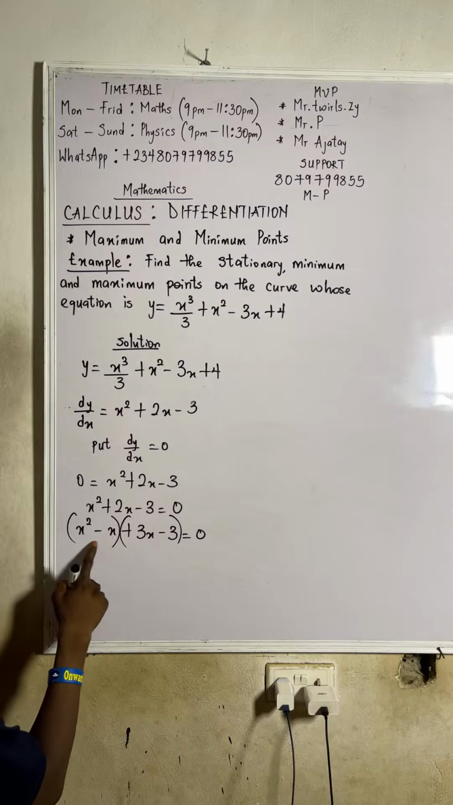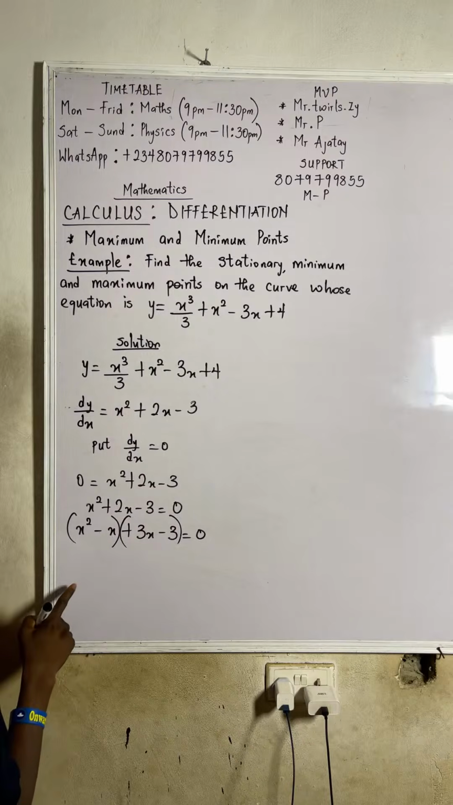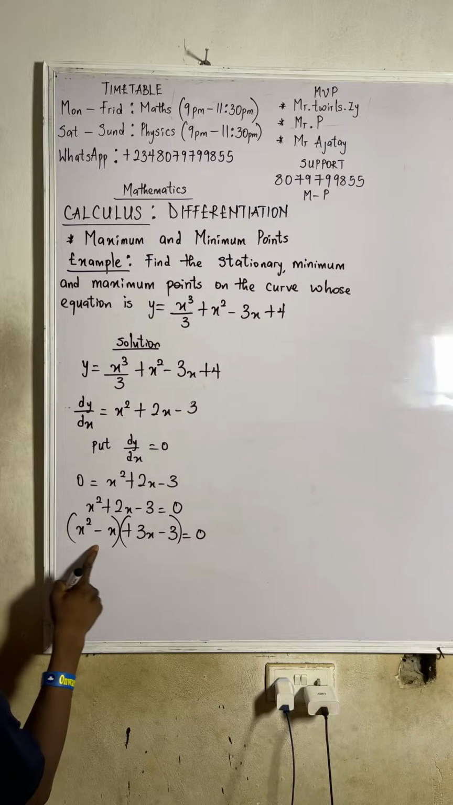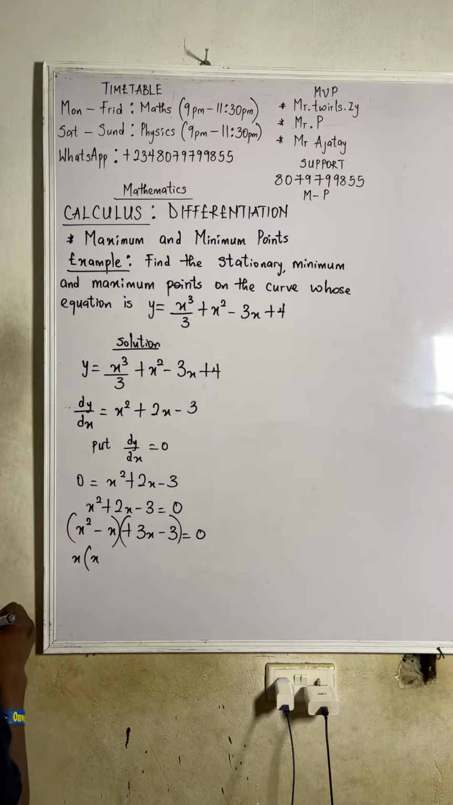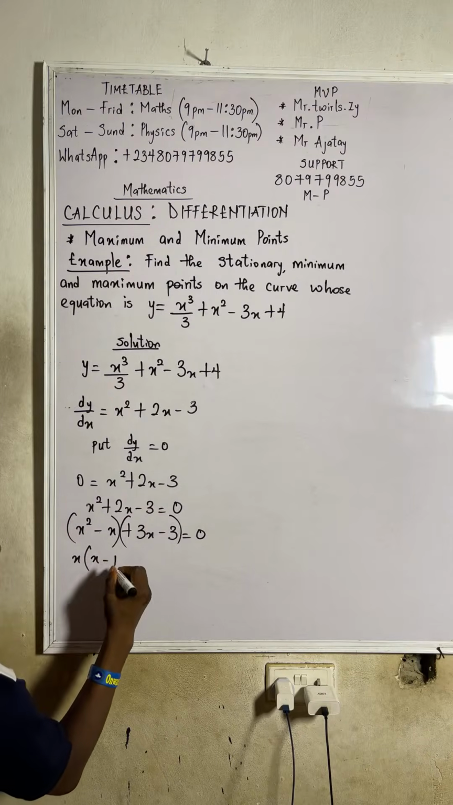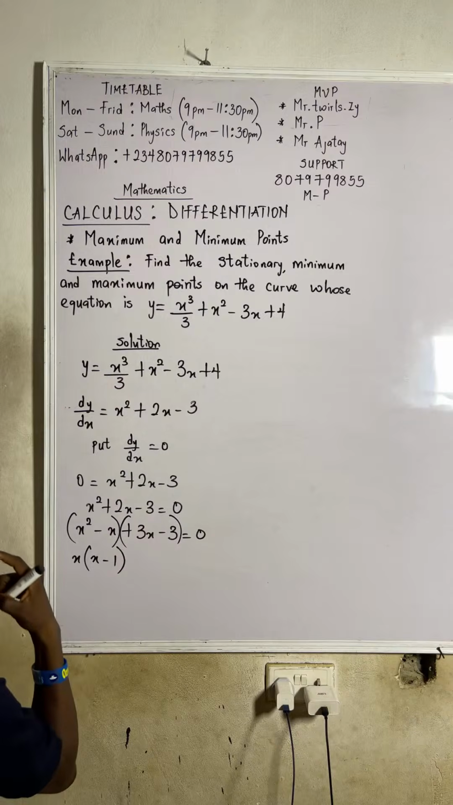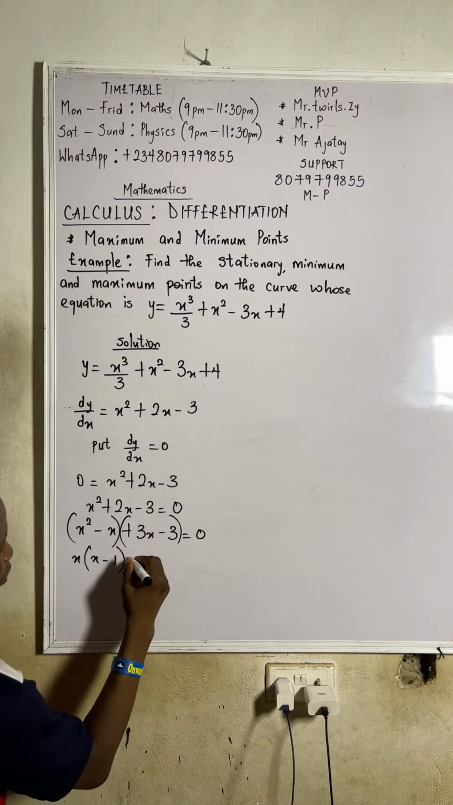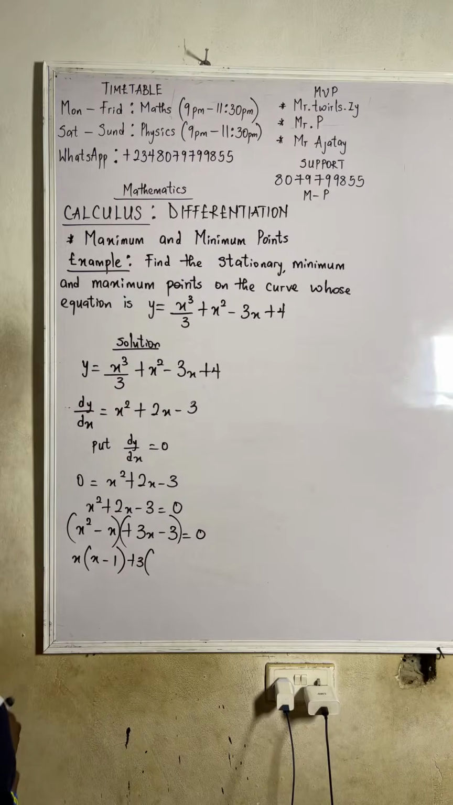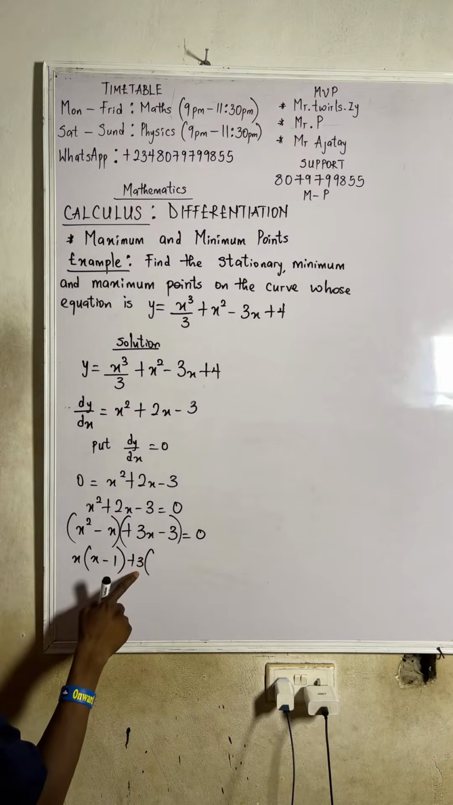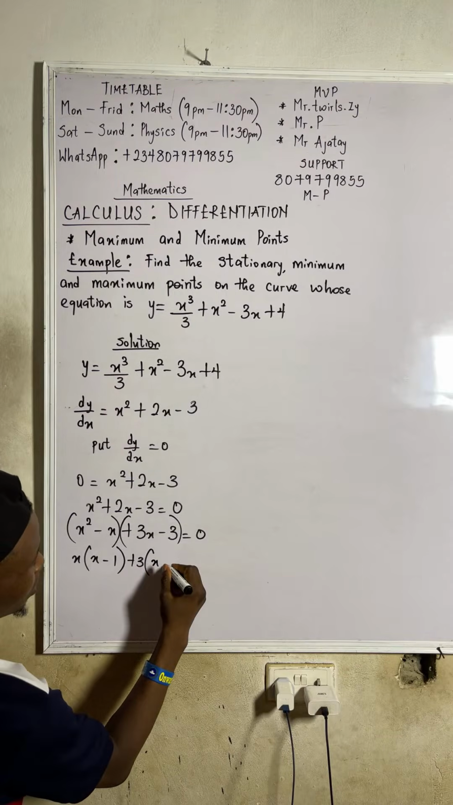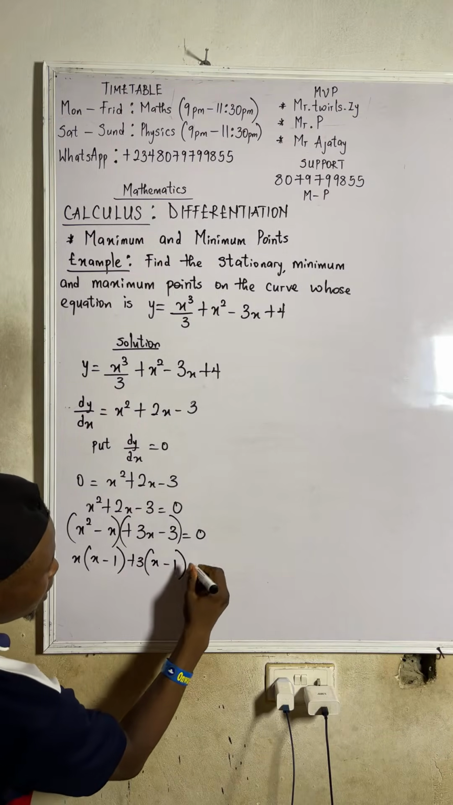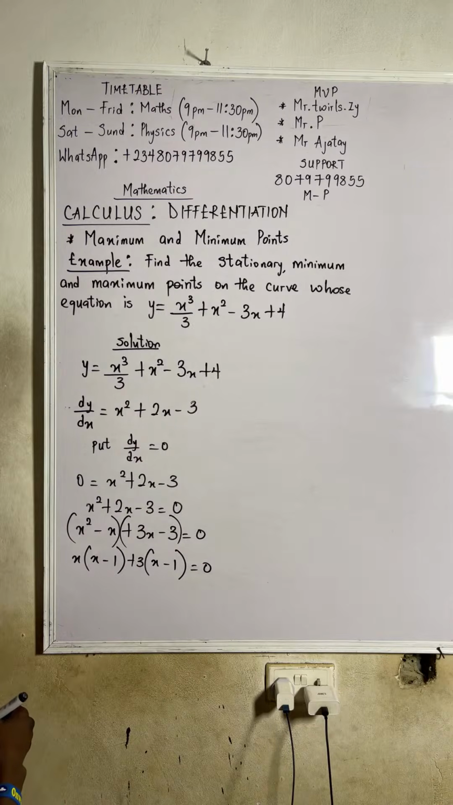What is common here? In this one here, what is common? X. So when you bring x out, x in x squared will give us x. Then x in x will give us 1. So this is what we have. Then what is common here? Plus 3. Plus 3 in plus 3x will give us x. Then plus 3 in minus 3 will give us minus 1, equals 0.